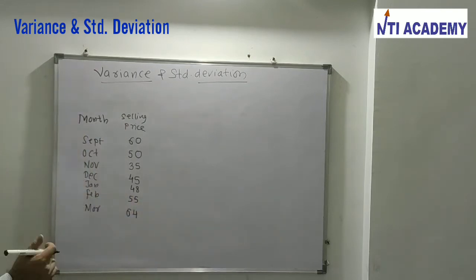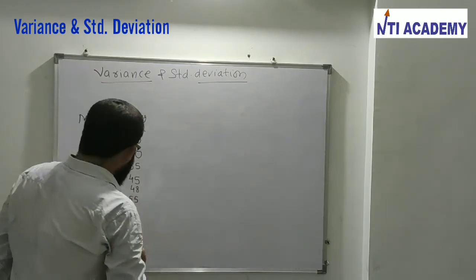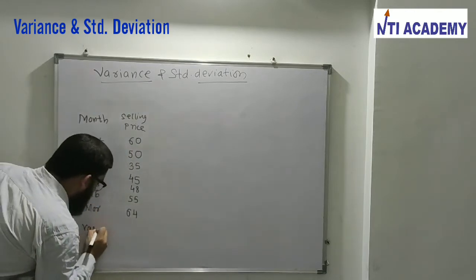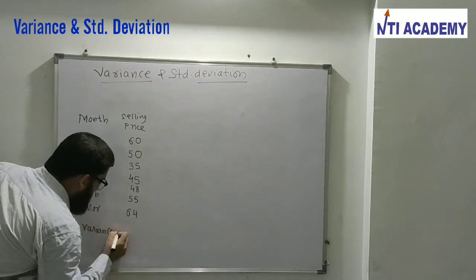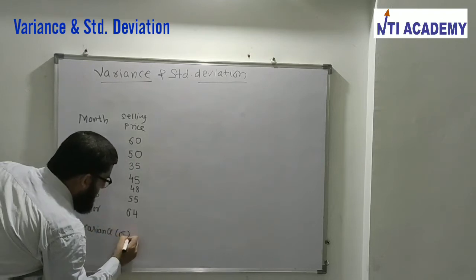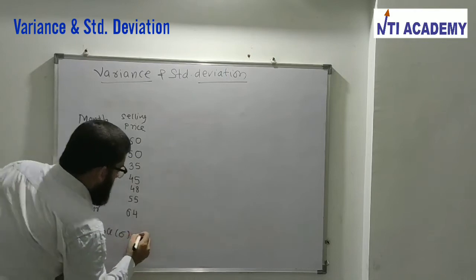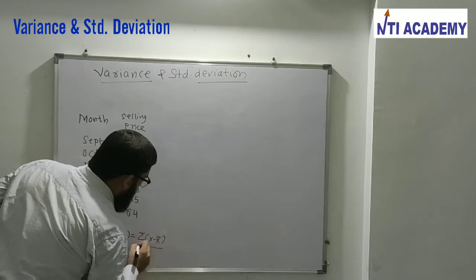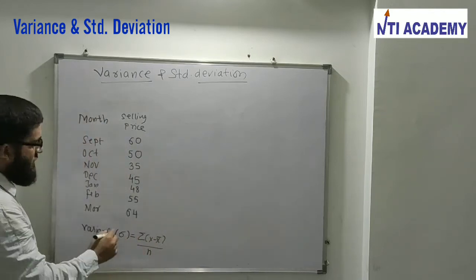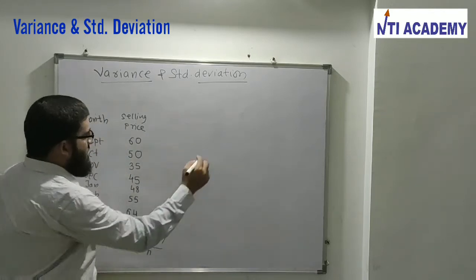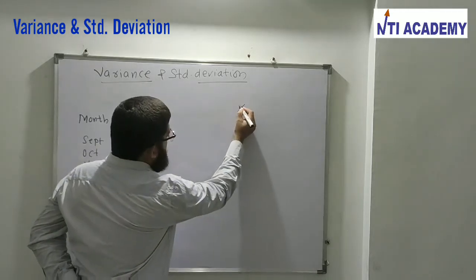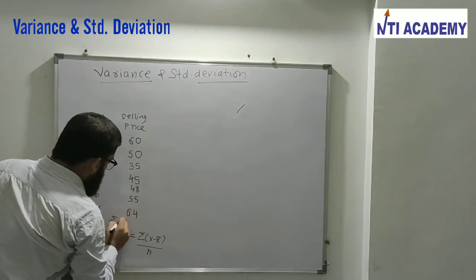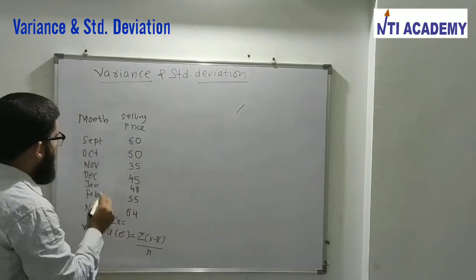First of all, as you are aware, the formula for variance is sigma square equals the summation of x minus x bar the whole square upon n. So first of all, we have to find the value of x bar, that is your mean. Before that, you need to find the summation of x.